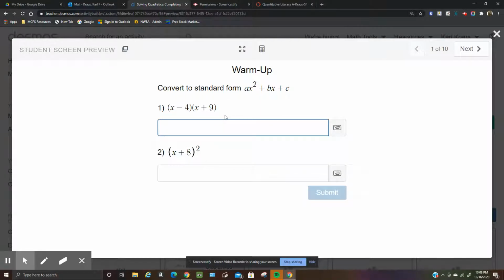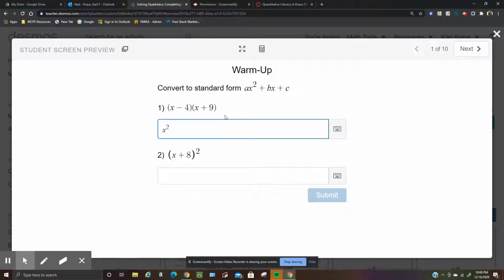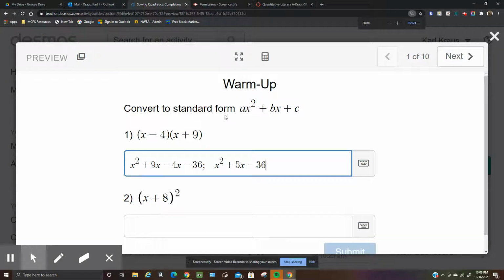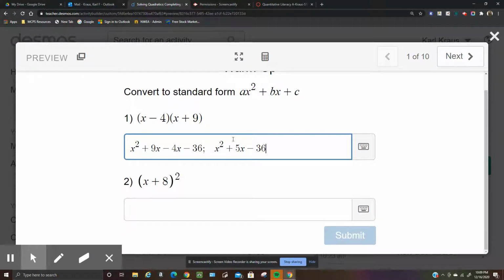That means multiply together. So x times x is x squared. X times 9 is 9x. And negative 4 times x is negative 4x. Negative 4 times 9 is negative 36. So combining like terms, x squared and 9x minus 4x is 5x minus 36. So here's this multiplied together in standard form, x squared plus 5x minus 36.